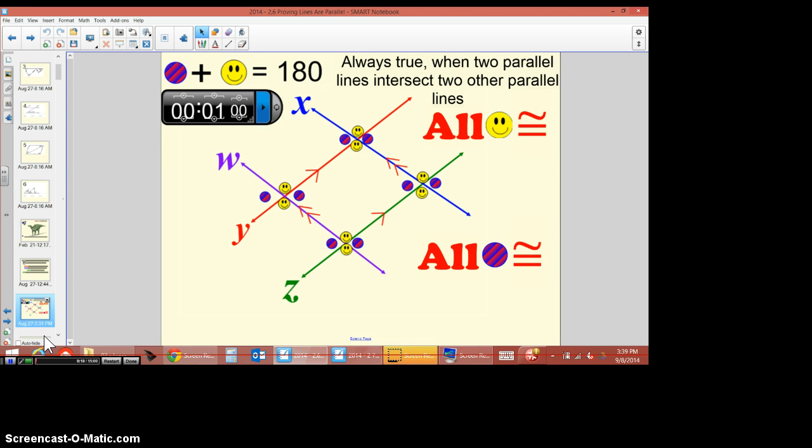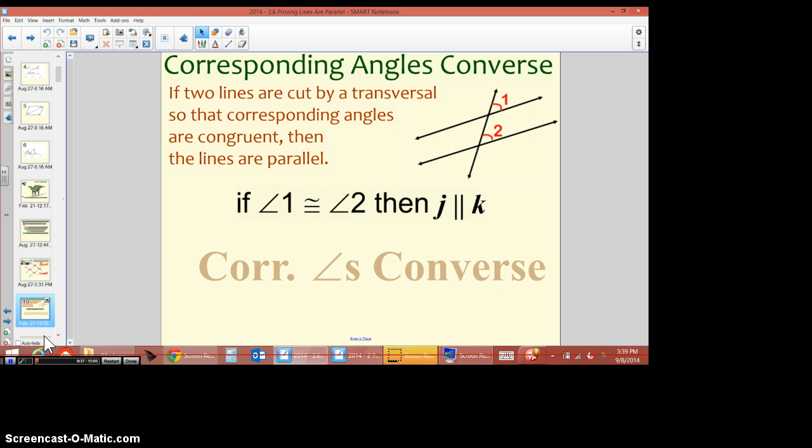Every smiley face is congruent, and every blue and red slash dot are congruent when we have two pairs of intersecting lines. This is something you may want to know. It might help you on a test question. If you see two sets of intersecting parallel lines, you'll know that those angles are all congruent.